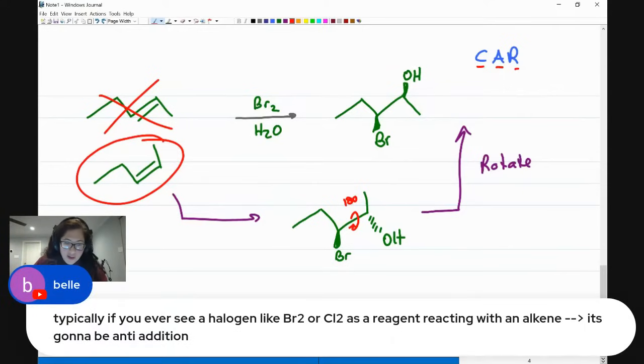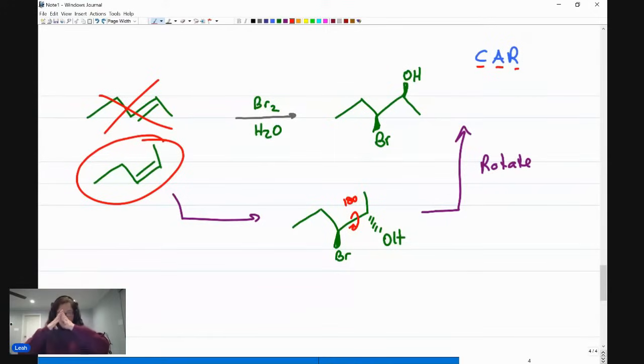Typically, if you ever see a halogen like Br2 or Cl2 as a reagent reacting with an alkene, it's going to be anti-addition. Yes, exactly. Because the bridged intermediate is sitting there like this and nothing else can get through, it has to go around from the other side.